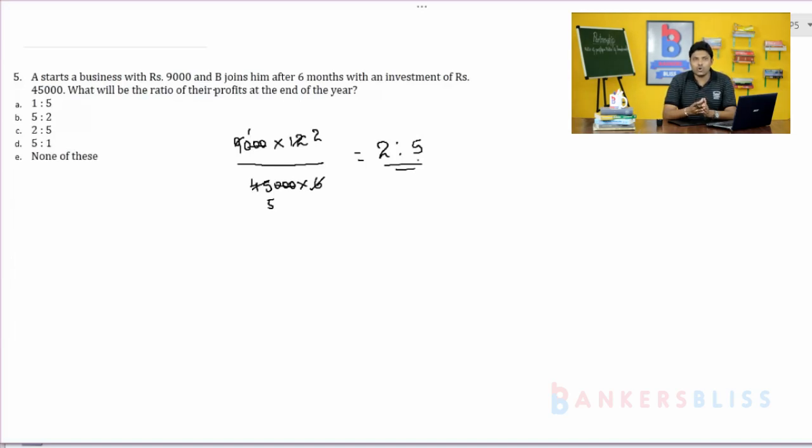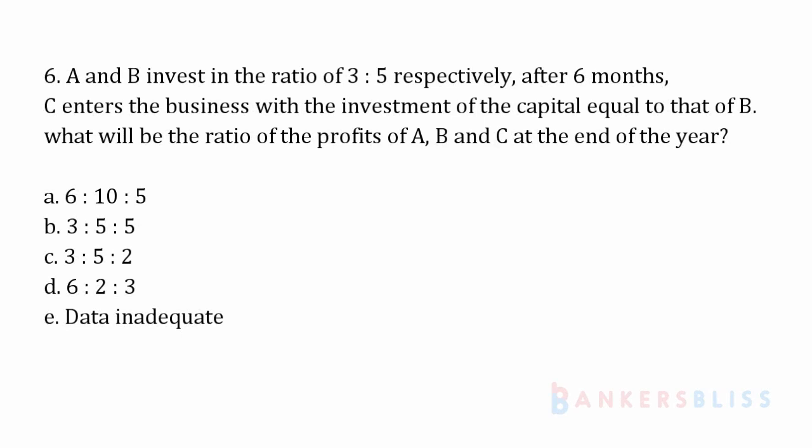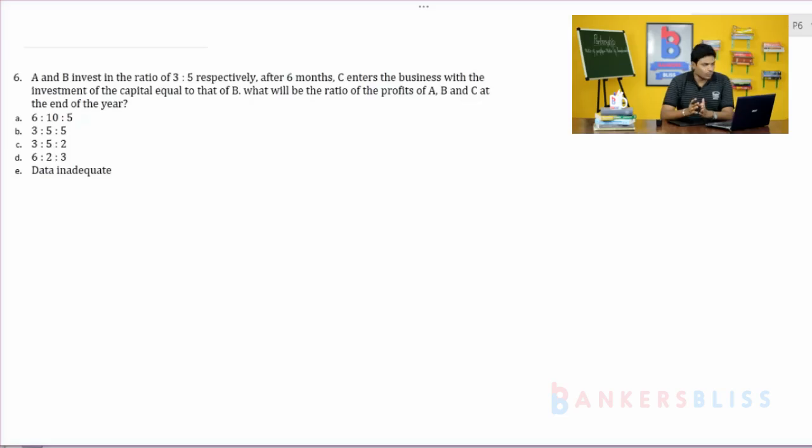Let us go to the next problem, problem number 6. A and B invest in the ratio of 3:5 respectively. After 6 months, C enters the business with an investment equal to that of B. What will be the ratio of the profits of A, B and C at the end of the year? Concentrate on the problem properly. They have given the ratio of their investments and the different time periods, but they have not mentioned the amounts invested.